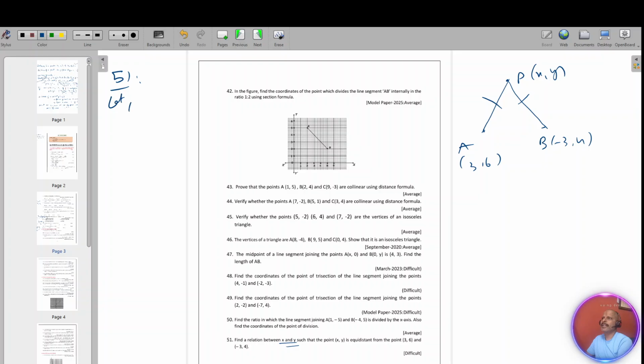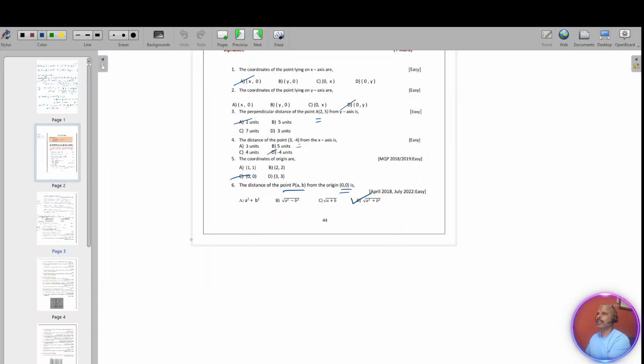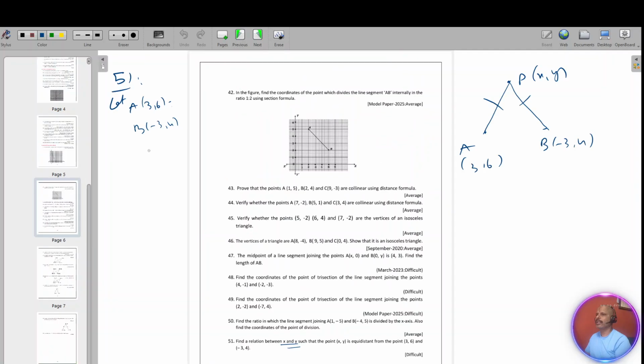So let A(3, 6) be (x1, y1) and B(-3, 4) be (x2, y2). Basically, it is not required to assign these two, because when you are finding PA, the P coordinates become x1, y1 and the A coordinates become x2, y2. When you find PB, the coordinate values will again be x1, y1 and x2, y2 only. We have so many things to see, so we'll quickly solve this 51st one.